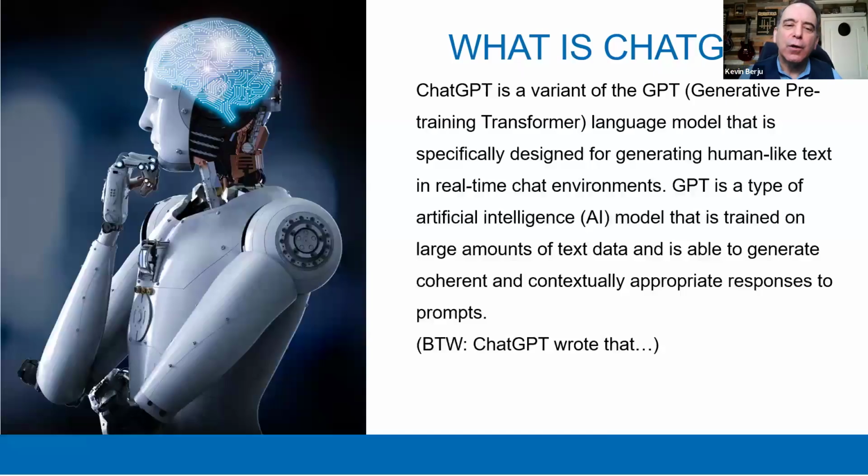But anyhow, let's talk about what is ChatGPT. Well, here's the Geek Squad version. Ready? ChatGPT is a variant of the GPT, generative pre-trained transformer, say that fast three times, language model that's specifically designed for generating human-like text in real-time chat environments. GPT is a type of artificial intelligence AI model that is trained on large amounts of text data and is able to generate coherent and contextually appropriate responses to prompts. By the way, guess who wrote that? ChatGPT. We asked it what it was. This is what it defined. I found that interesting too.